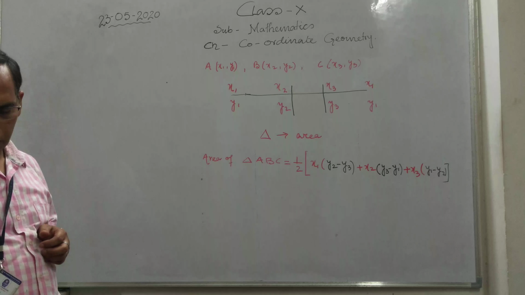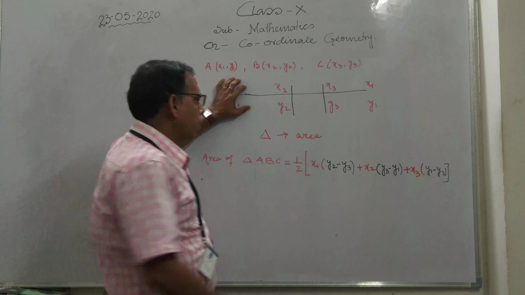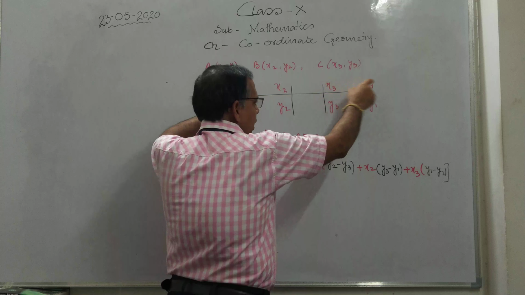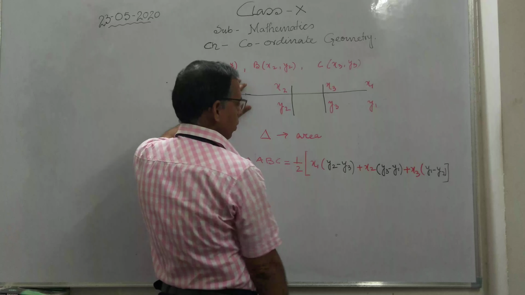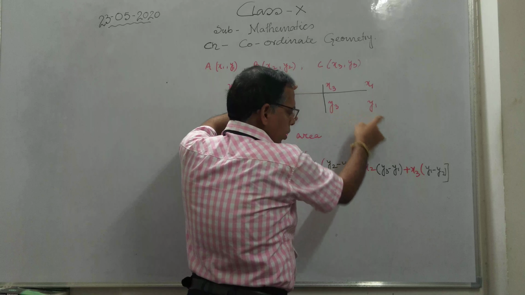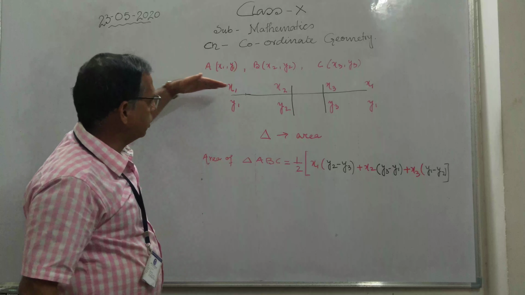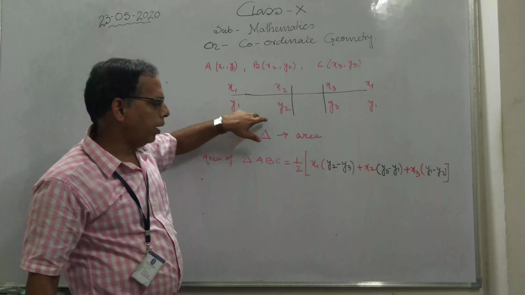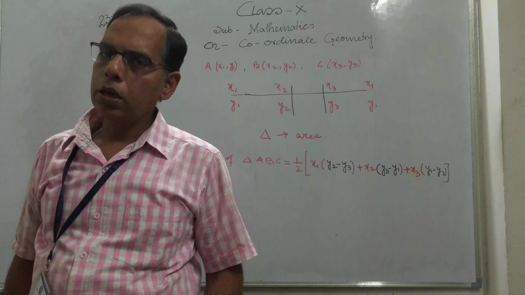This is the formula for the area of a triangle, just like a square formula. When you take x1, then that part as a whole is not needed: y2 minus y3. When you take x2, that part is not needed: y3 minus y1. And when you take x3, the top x value is not needed: y1 minus y2. So this is the formula to find the area of the triangle.